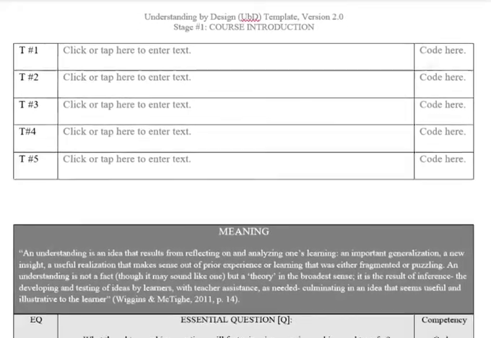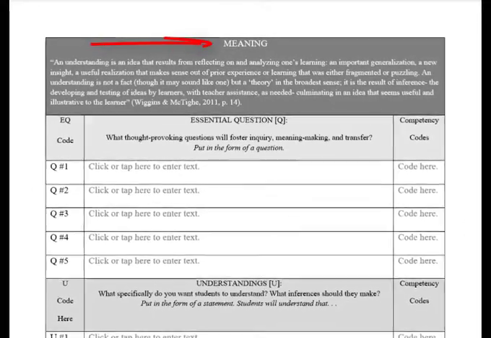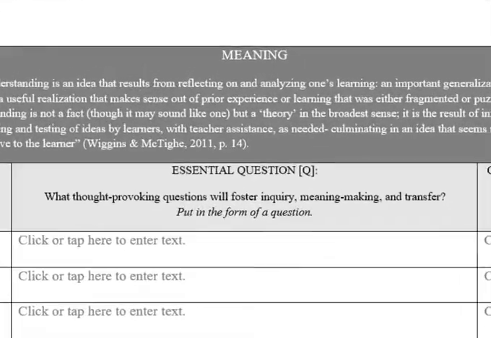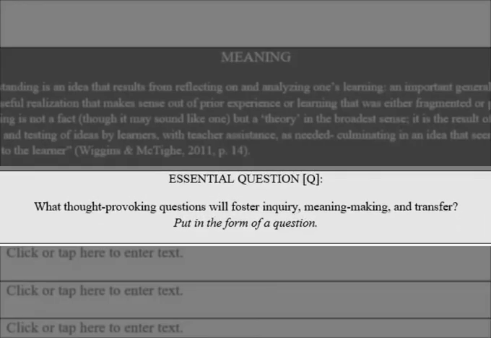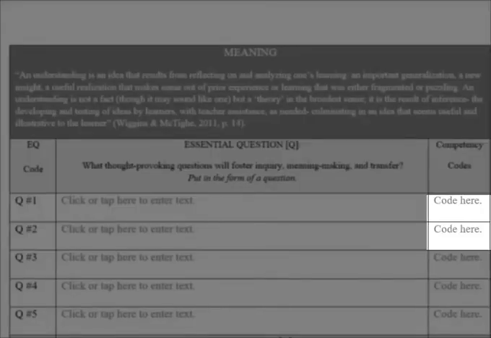Now that the transfer goals are identified and the alignment codes are entered, we move on to identifying our meaning goals. Meaning is made up of essential questions and understandings. Essential questions are ones that foster further inquiry and transfer. Enter them here and the corresponding competency code here.